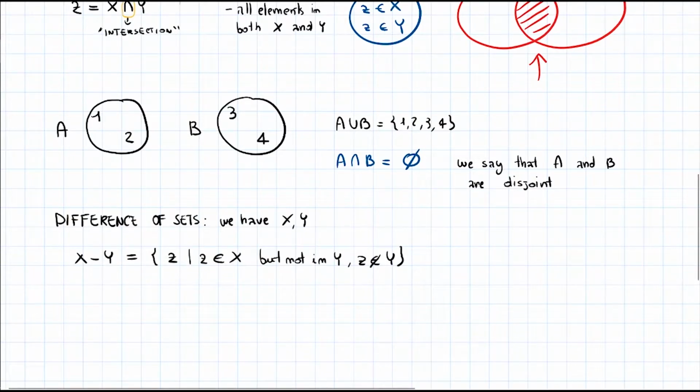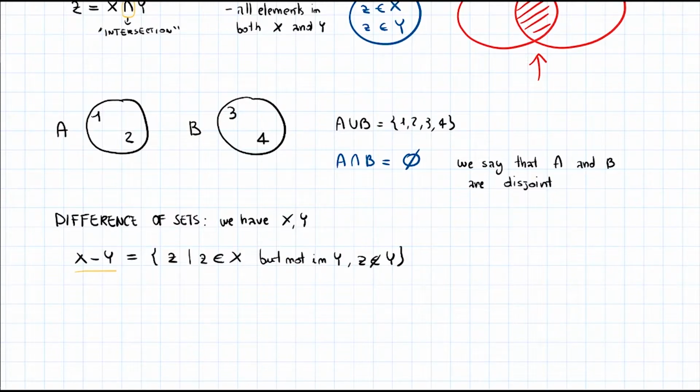The last operation that we introduce today is the difference of sets. If we have two sets X and Y, then X difference Y is equal to Z, such that z belongs to X, but z does not belong to Y.